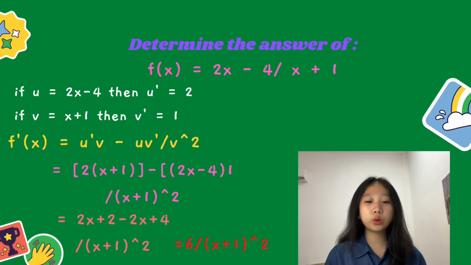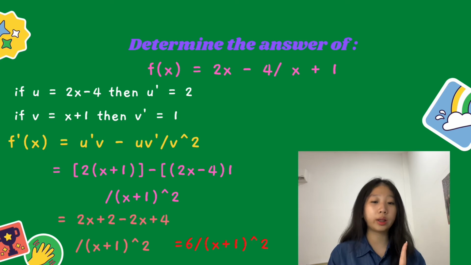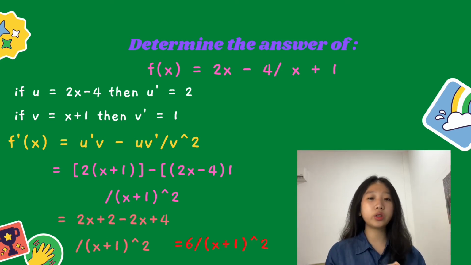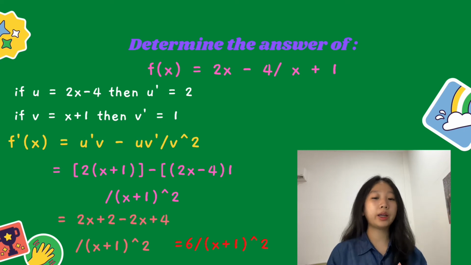So it equals 2 times x plus 1, and the other part of the equation is minus 2x minus 4 times 1. And we're going to divide it by x plus 1 to the power of 2. So it remains 2x plus 2 minus 2x plus 4, divided by x plus 1 to the power of 2, which remains 6 over x plus 1 to the power of 2.